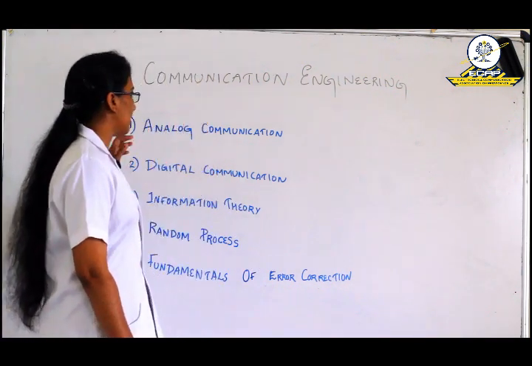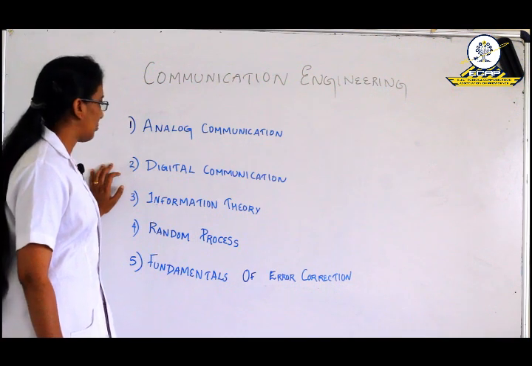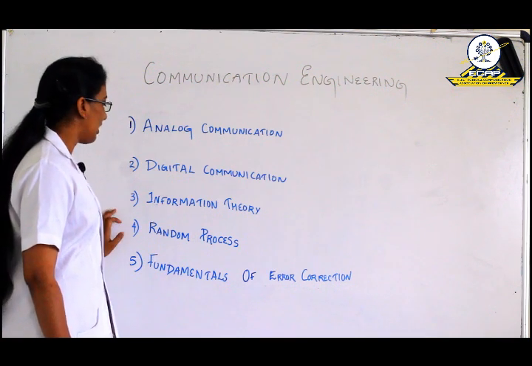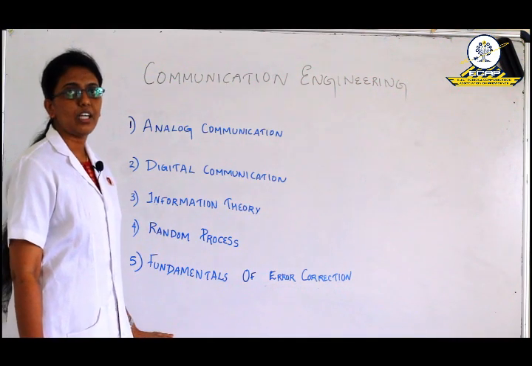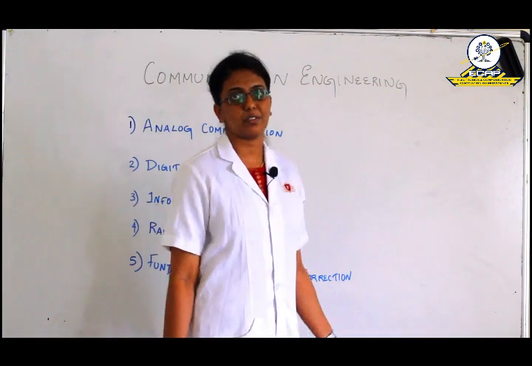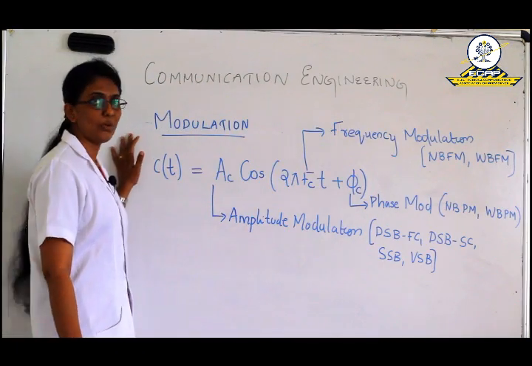The whole syllabus is divided into 5 sections which are analog communication, digital communication, information theory, random process, fundamentals of error correction and coding. About 30 to 50 marks can be expected from this section. The first section is modulation.